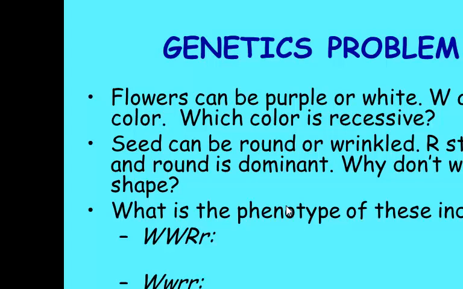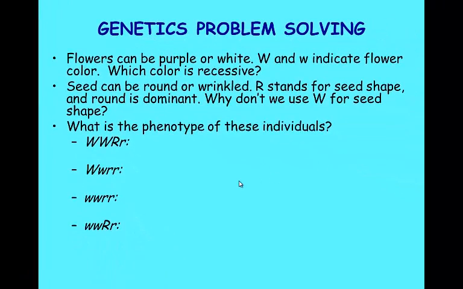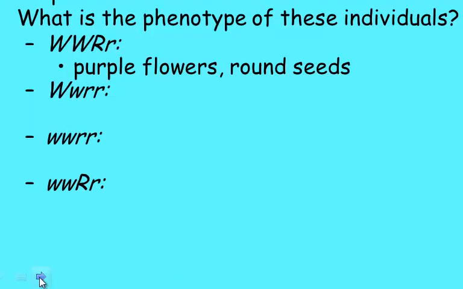seed shape. The reason we're using the big R for round, even though it's dominant, is we've already used the letter W, and so it makes sense to use that. So again, the big W stands for purple. And so if I ask you what the genotype of the first one is, because it's got a big W, it's going to be purple, and because it's got a big R, it's going to be round. And so purple flowers, round seeds for the first one.